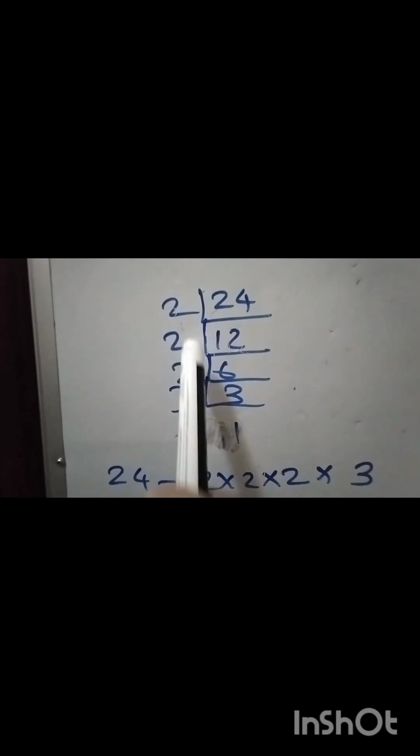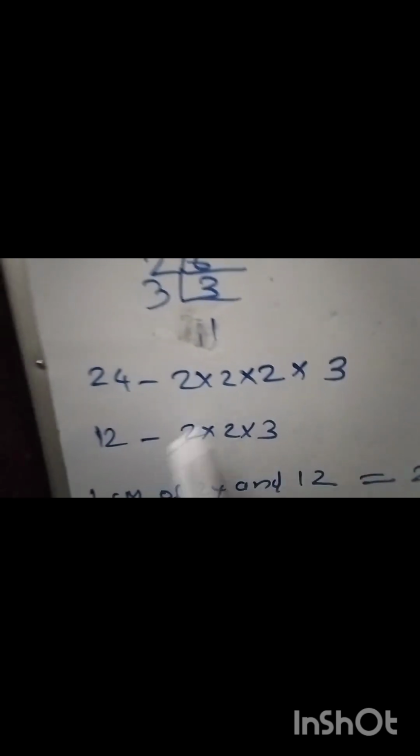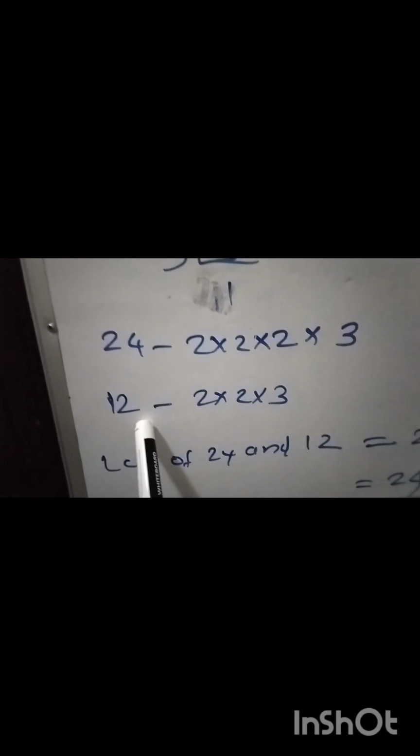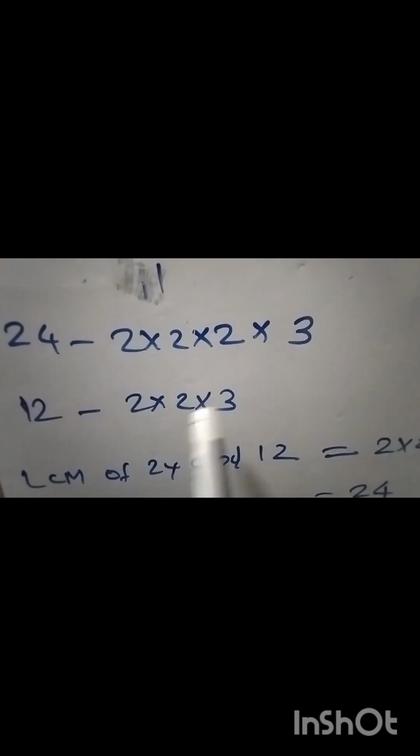Then we cannot divide 3 by 2 completely. So take the prime number 3. Okay, then we get the number 1. So the prime factorization of 24 is equal to 2 into 2 into 2 into 3. And we already got 12. The prime factorization is 2 into 2 into 3.